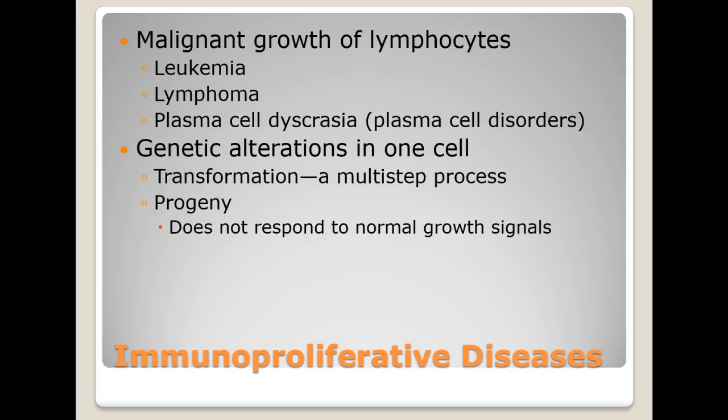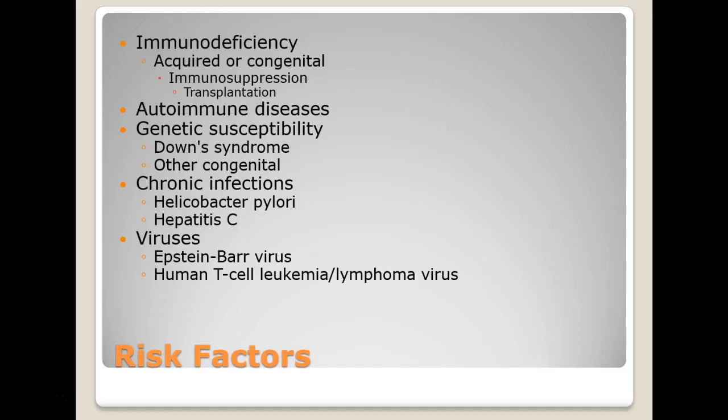So starting with the immunoproliferative diseases, usually these are a malignant growth of lymphocytes, the leukemias and lymphomas. We can also have some plasma cell disorders as well that is sometimes linked to the leukemia type of problem. We can also have a genetic alteration in a cell. We have a transformation or a progeny which does not respond to normal cell growth signals at all.